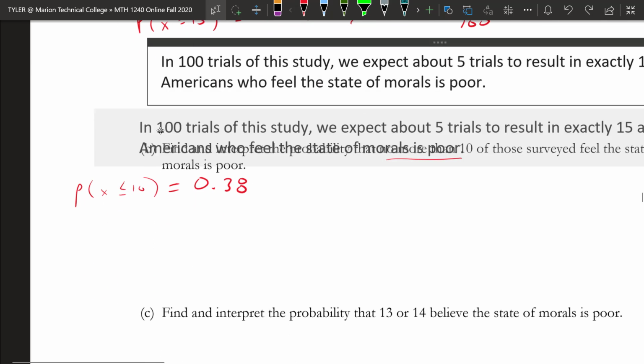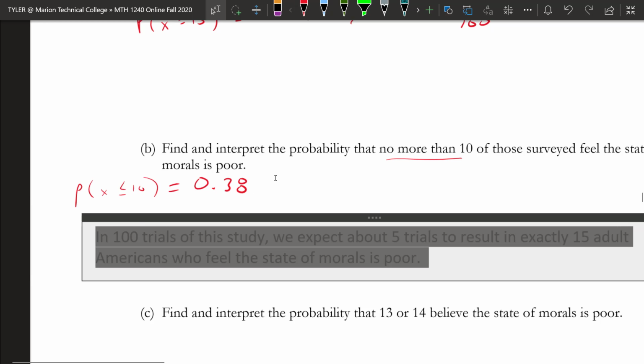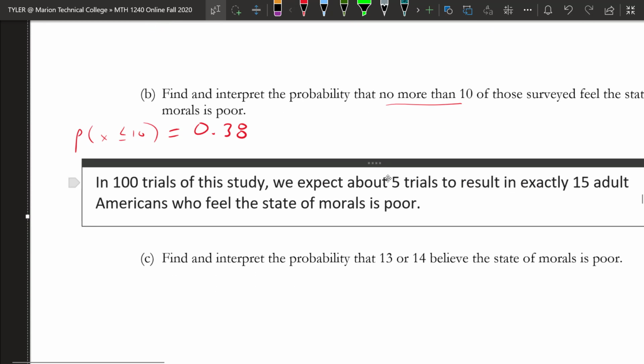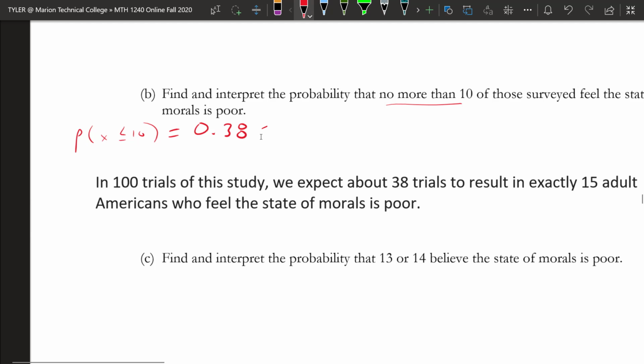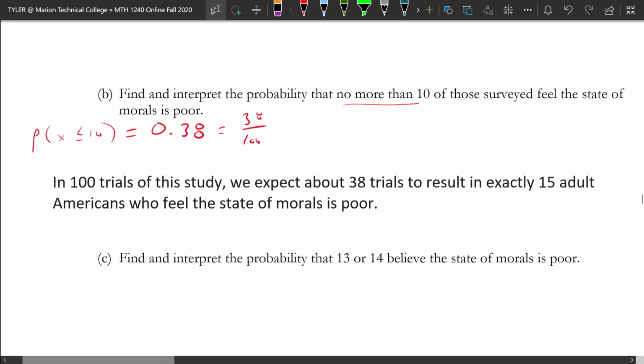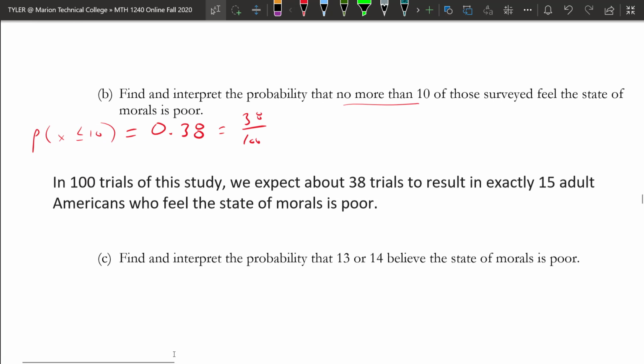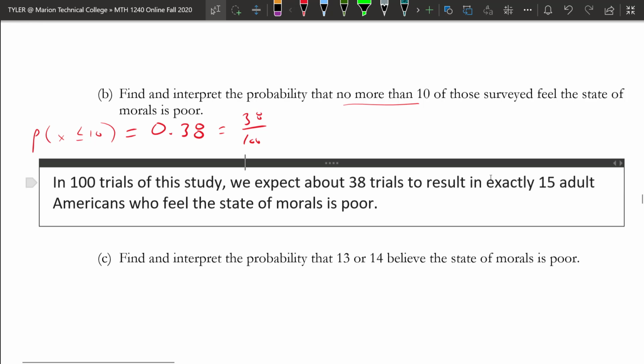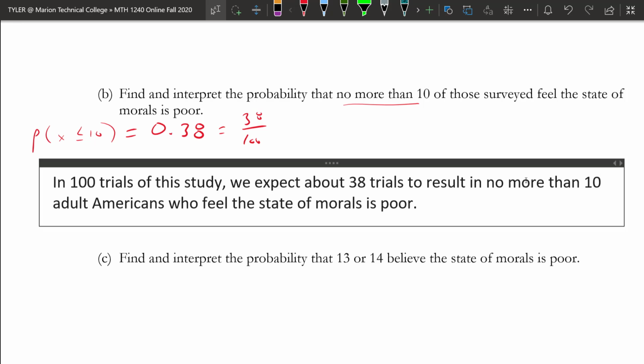So I'm just going to move this down here and just change some of the wording. So in 100 trials of the study, we expect about, so instead of 5, it would be 38, because 0.38 is equal to 38 out of 100. So in 100 trials, we would expect about 38 to result in no more than 10 adult Americans who feel the state of morals is poor.